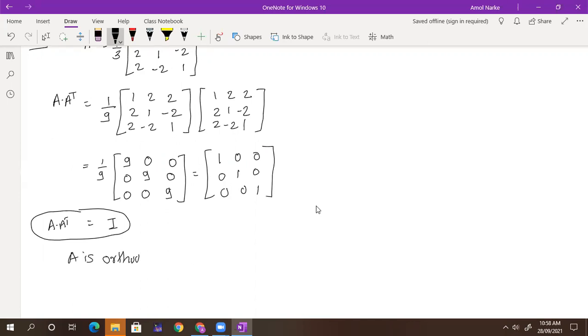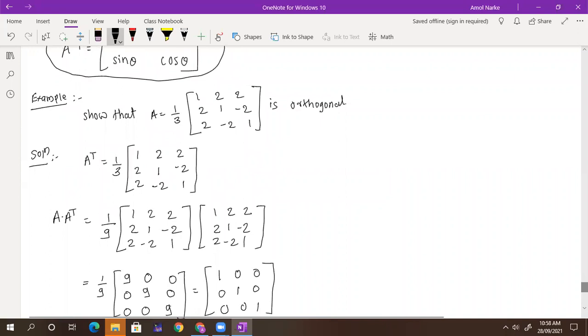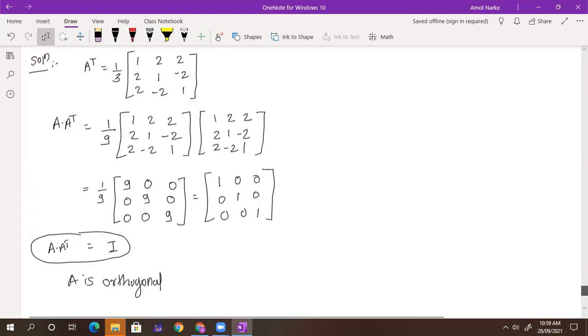Sir, for 1 minute, can you show the question again? Yeah, simply check whether this matrix is orthogonal or not. That is the question I have. So yeah, show that A is orthogonal. This matrix. Okay, sir, thank you. Okay. So for finding orthogonality, you need to check A into A transpose.